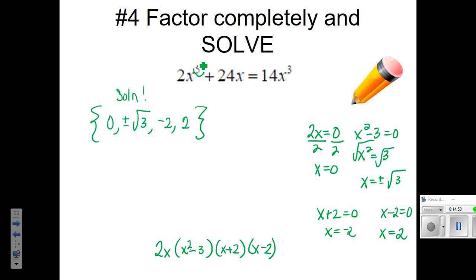Well, guess what? The degree is 5, which is quintic, so you should have 5 solutions. 1, 2, 3, 4, 5. All right, so that is factoring completely and solving. Thanks for taking good notes, and we will practice it when I see you again.